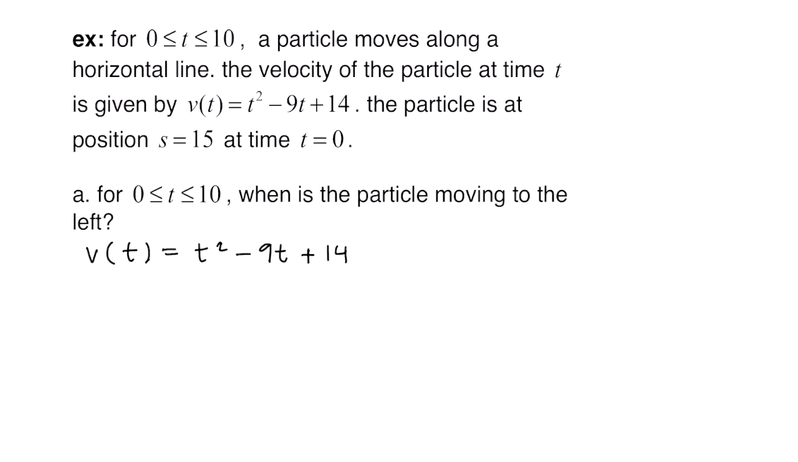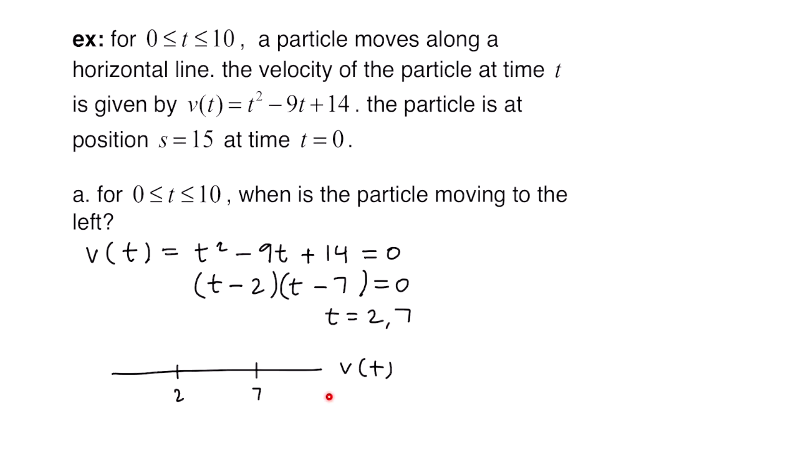So first we need to find when the particle is at rest. So that means we're going to take the velocity, set it equal to 0, and solve. So we're going to factor this. So we get t minus 2 times t minus 7. Set them both equal to 0, and we get 2 and 7. Next, we put these numbers on a number line for velocity, and we're going to test the values around them.